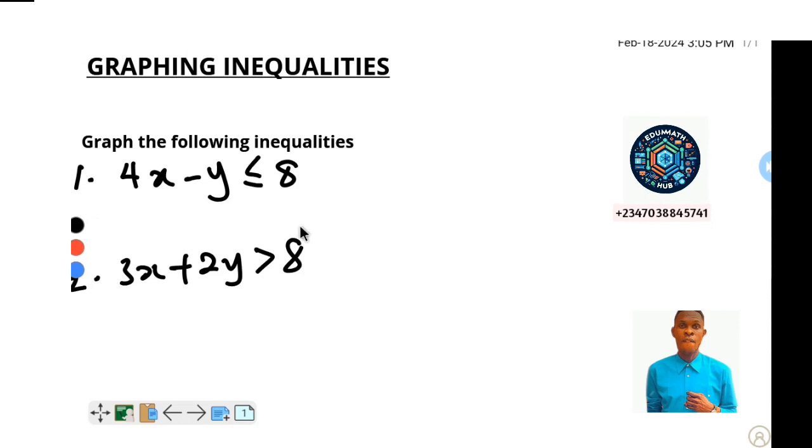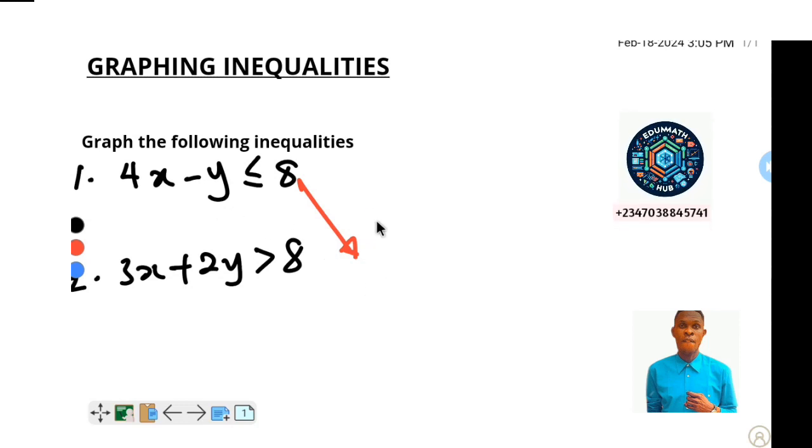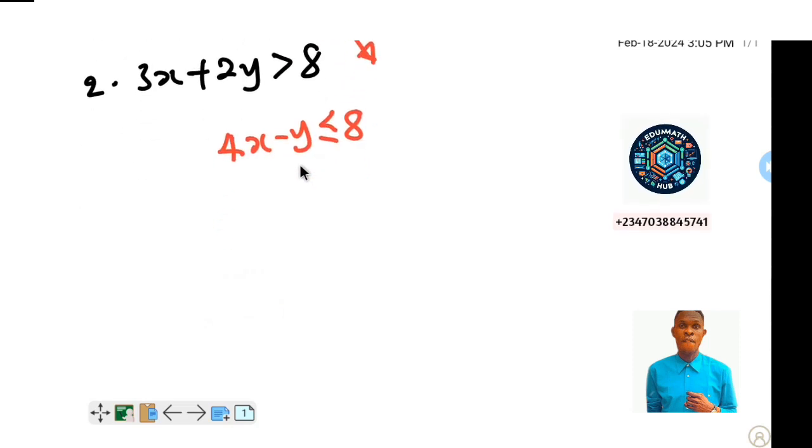Now to solve this, the first thing to do is to sketch this equation. And to sketch this equation, you need just 2 points: when x is equal to 0 and when y is equal to 0. So there are 2 points we need. So let's take it like this. You have 4x minus 3y less than 8. So we need 2 points. When x is 0, you look for y. When y is 0, you look for x.